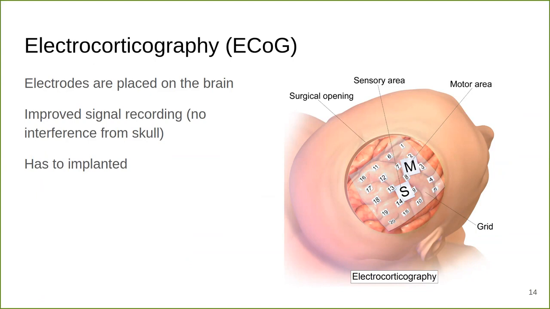And the next logical step would be to place some kind of detecting electrode under the skull. So directly on the brain. And for this, you can use electrocorticography, where electrodes are placed directly on the brain. And it turns out that, of course, the skull no longer interferes and you have an improved signal recording. But the downside is that you have to physically implant it within the brain. So it's not exactly user-friendly.